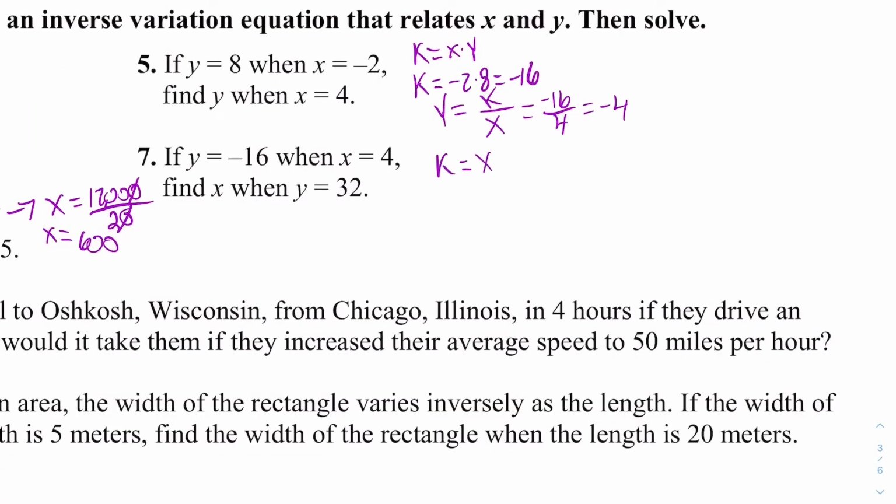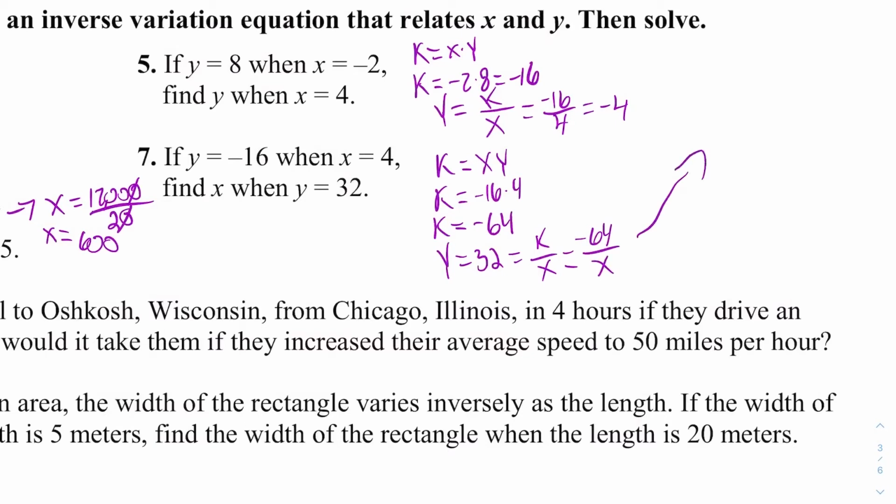K equals xy. K equals negative 16 times 4. K equals negative 64. y equals 32, and 32 comes from k over x. So let's plug in. K is negative 64 divided by x. I'm going to write that again. 32 equals negative 64 over x. Solve for x, so we move the x to the left, and we divide by the 32.